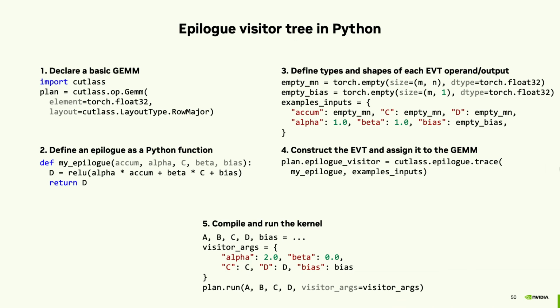Under the hood, what this does is it emits the C++ corresponding to both the GEMM and to this EVT, compiles it, and runs it. And overall, we think that the Python interface to CUTLASS enables a pretty easy way to get started both with CUTLASS and with EVT in general. All you really need to do is write pretty simple Python code for your epilogues, and you're ready to get started. So we especially encourage this if you're new to either CUTLASS or to C++.